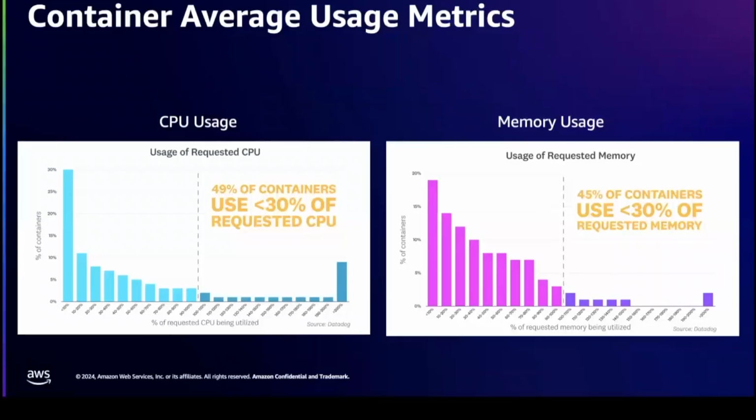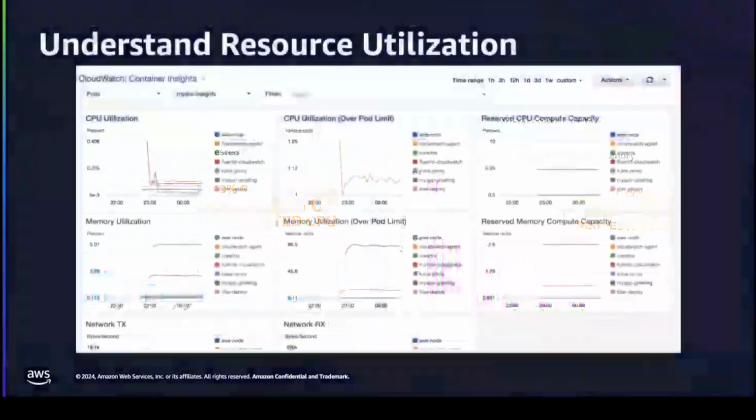Oftentimes what we see is that we still find a lot of waste from the perspective of CPU and memory. As we're provisioning resources, we want to make sure that we have enough available, but unless we're using tools and automation to really optimize the use of those resources, we can find that the spend that goes into maintaining these infrastructures can start to snowball. So we want to look at ways to optimize that.